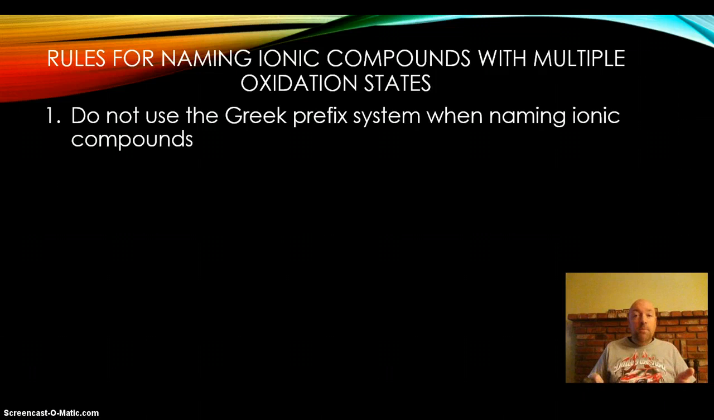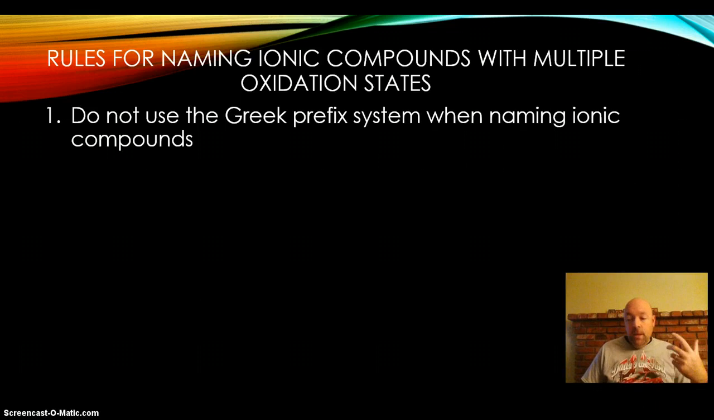So the first rule, we said that with ionic compounds, we don't use the Greek prefix system when naming them, like we did with the covalent compounds. We don't do that with ionic bonds. And I mentioned last time that that's super important to remember. So if you did not write that down in your notes, that would be a good idea, so you don't get that mixed up when it comes to the test or to working out some of the problems that we're going to do in class. That is of immense importance. So we don't use the Greek prefix system when we're naming ionic compounds.